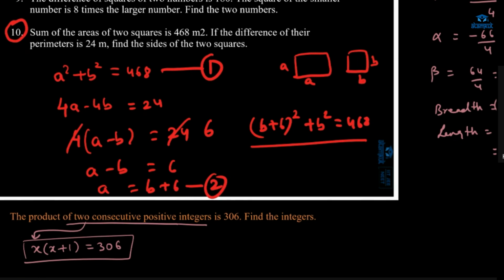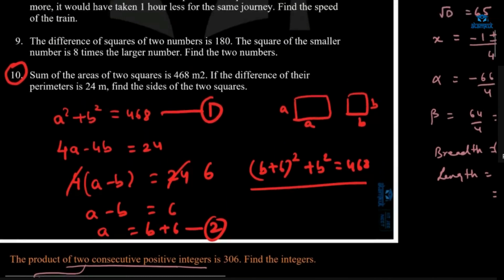Ma'am, I got the answer. Okay, what is the answer then? What is the value of a and b? Ma'am, a is 18 and b is 12. Okay, a is 18 and b is 12. Fine. And Prasuna, for you? Yes, ma'am, I got the same one. A is 18 and b is 12.